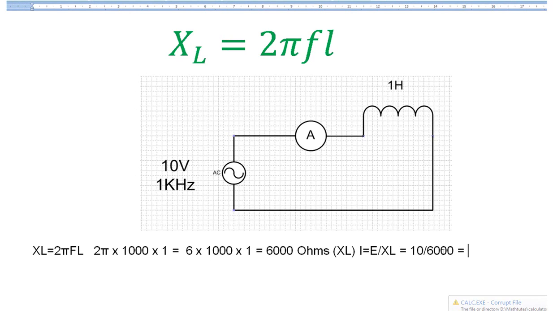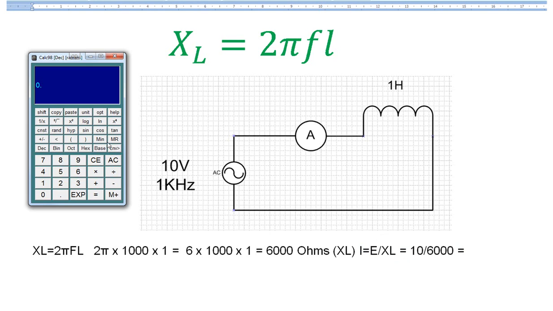Okay. We're solving this problem here. We've already worked out the inductive reactance is 6,000 ohms, so we're using I equals E over XL to work out the current that would be shown by the ammeter. Let's bring up the calculator and we're going to divide 10 by 6,000. 10 volts divided by 6,000 ohms of inductive reactance equals 1.666 repeating exponent 3.